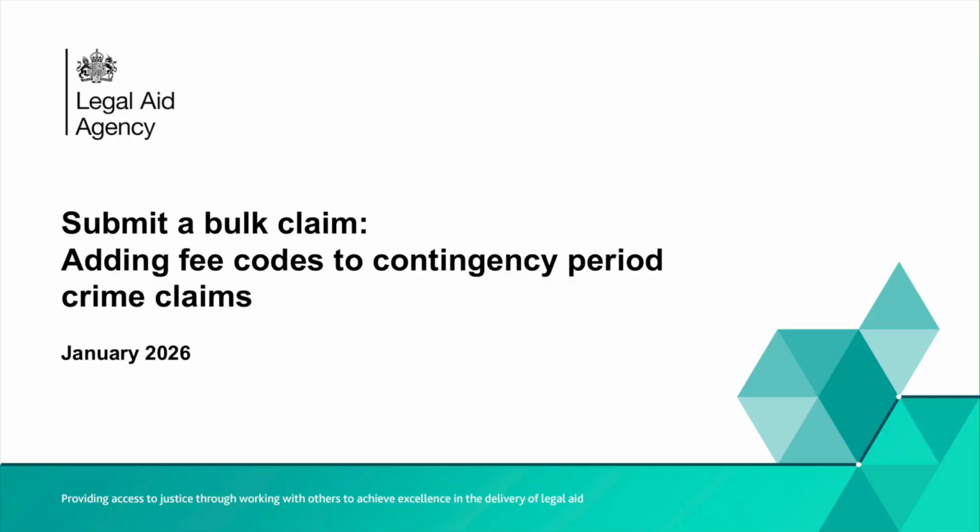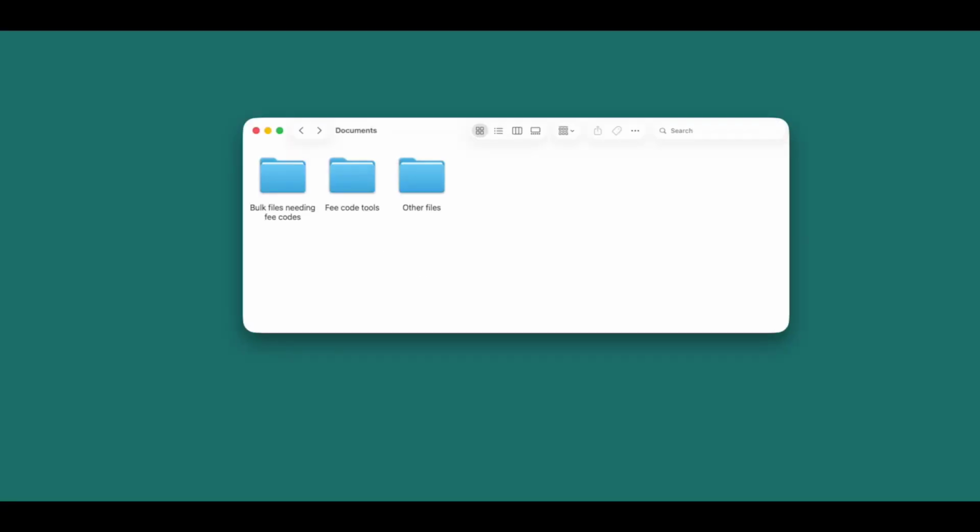As an overview, you will import a claim file into this spreadsheet. The spreadsheet will attempt to automatically assign fee codes based on the claim information. You can then paste this data into the bulk load spreadsheet to create a bulk load file and then upload it to submit a bulk claim. We'll now walk you through the steps you need to take.